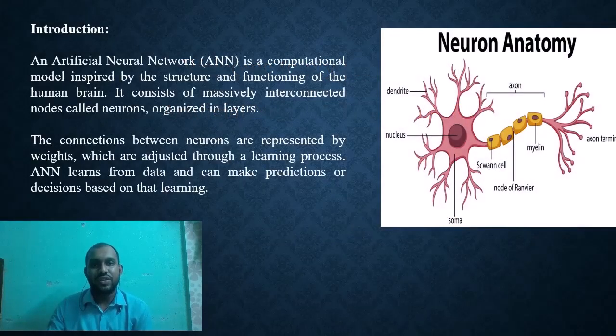Introduction. An artificial neural network is a computational model inspired by the structure and functions of the human brain. It consists of massively interconnected nodes called neurons organized in layers. The connections between neurons are represented by weights, which are adjusted through a learning process. ANN learns from data and can make predictions or decisions based on the learning.